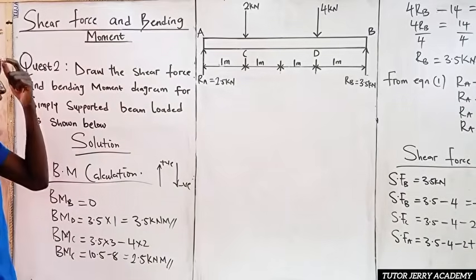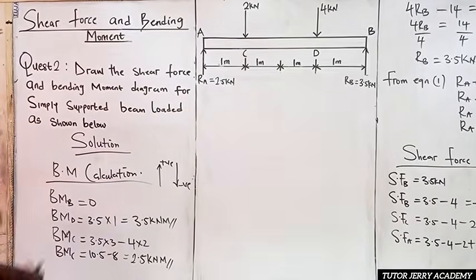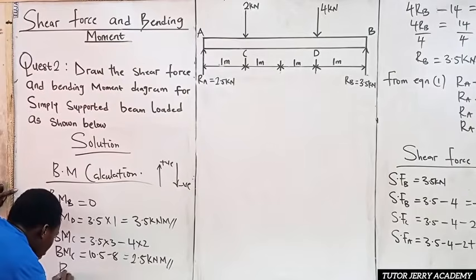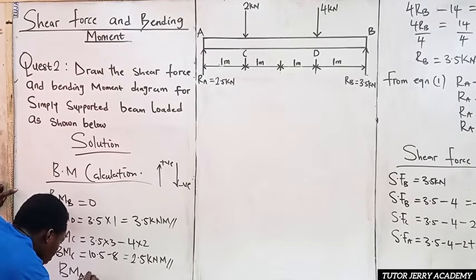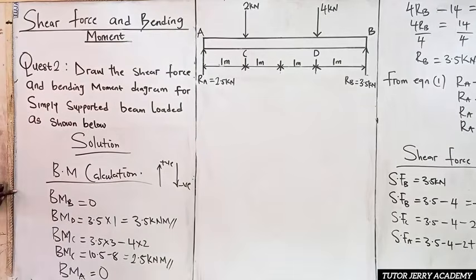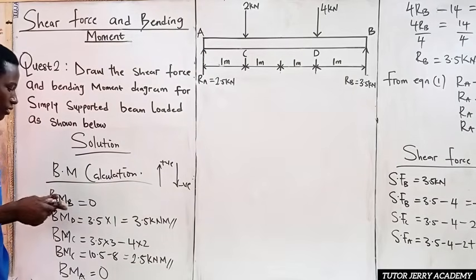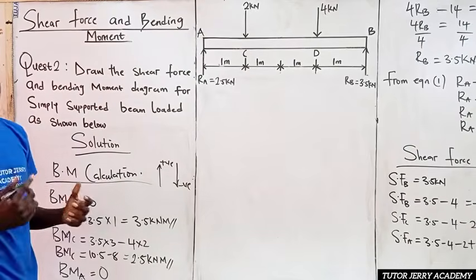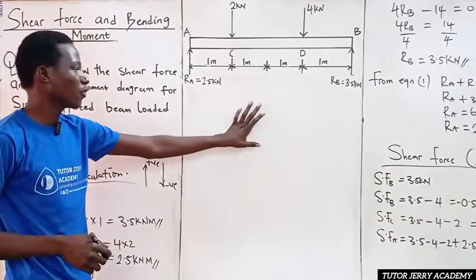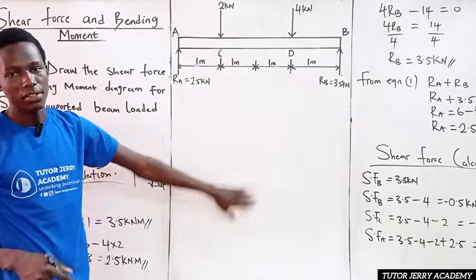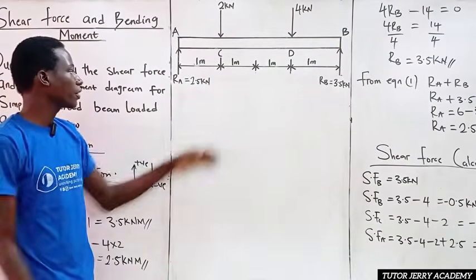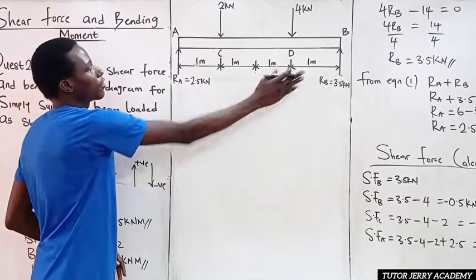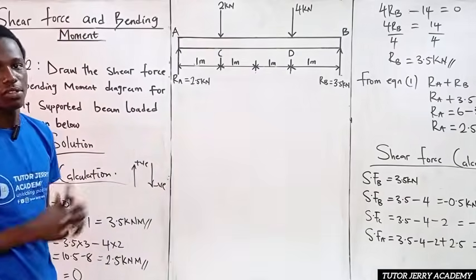Now, our bending moment at A, like I mentioned earlier, will be nothing but 0. So our bending moment at A will be equal to 0 kilonewton meter. So this is what we have. Now, with all this calculation, we can proceed to draw our shear force and bending moment diagram. I will be bringing out the dotted line from each point as we proceed.